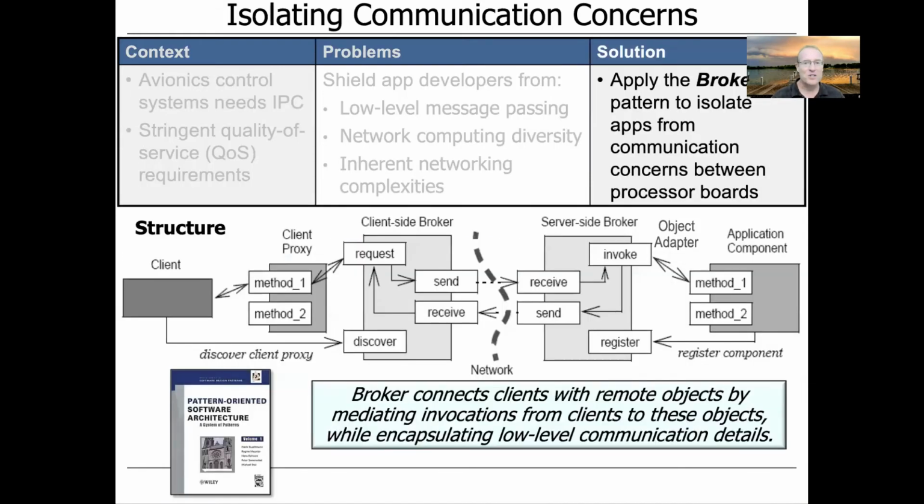What we ended up doing, once again, was looking in the POSA 1 book, and we applied something called the broker pattern. We used it to isolate applications, the client and server code, from the underlying infrastructure needed to communicate messages from one processor to another across a high-speed backplane. Broker allowed us to connect client code that looked like it was making object calls or method invocations on remote objects, without having to worry about the low-level details of passing messages back and forth between computers.